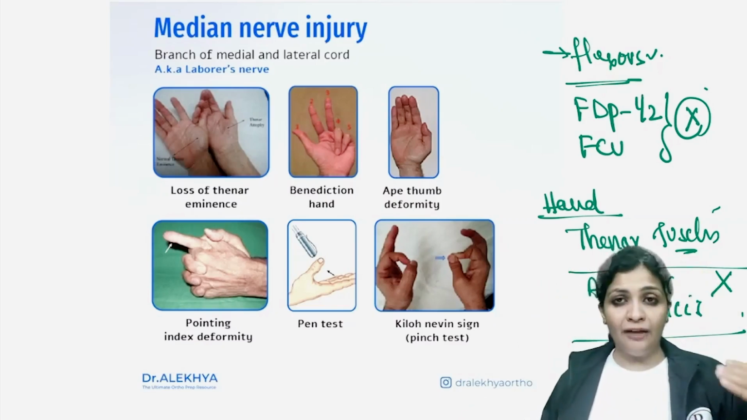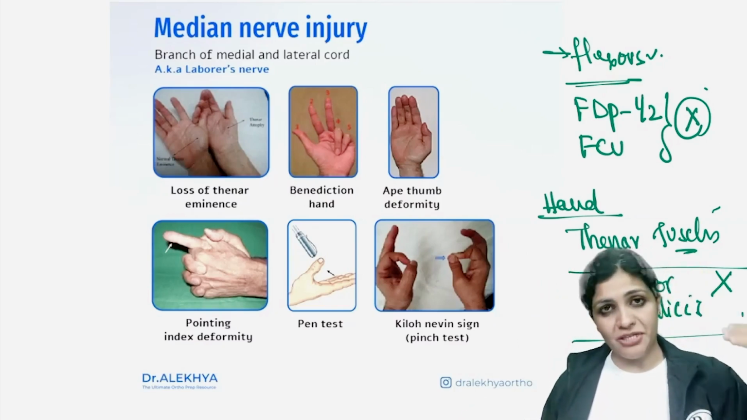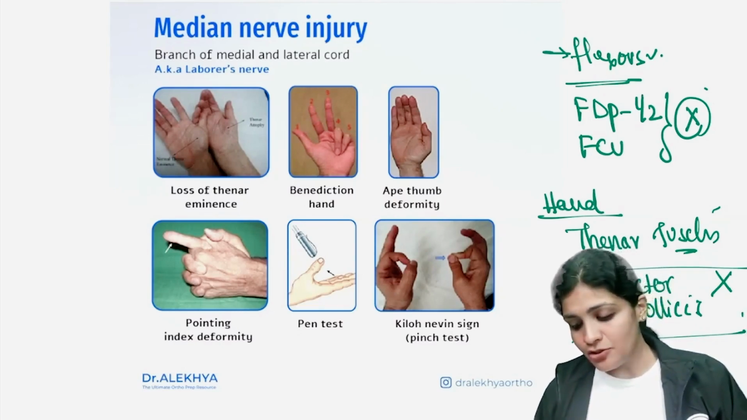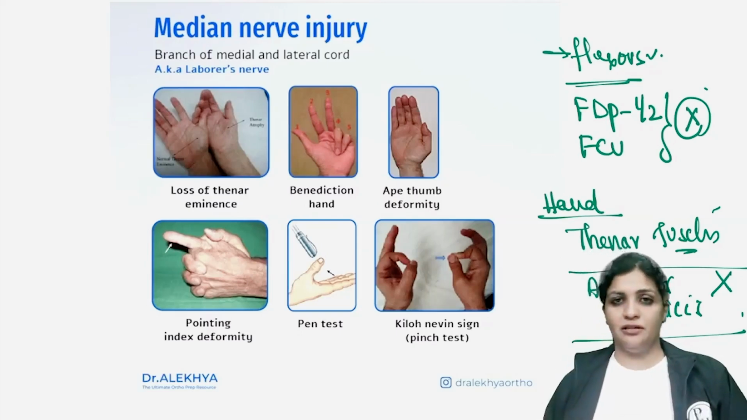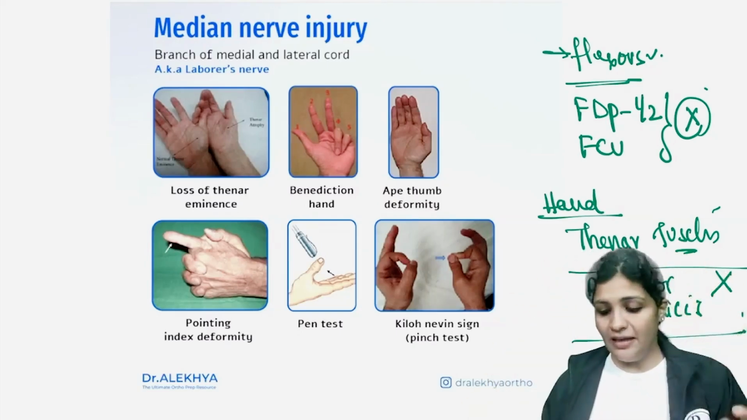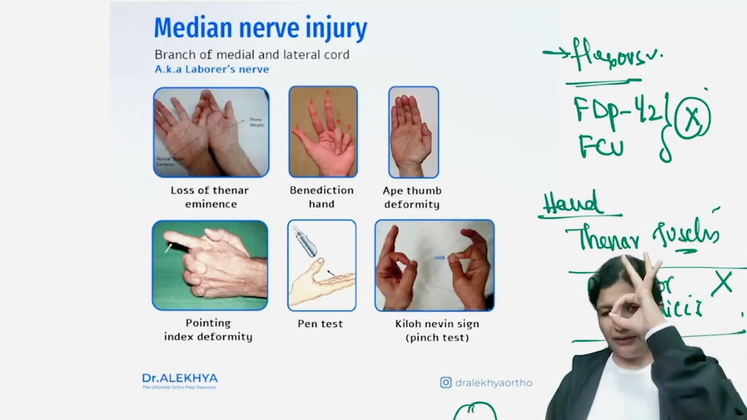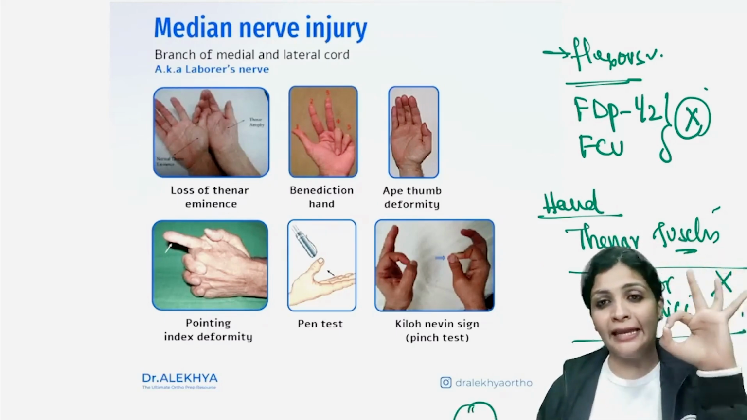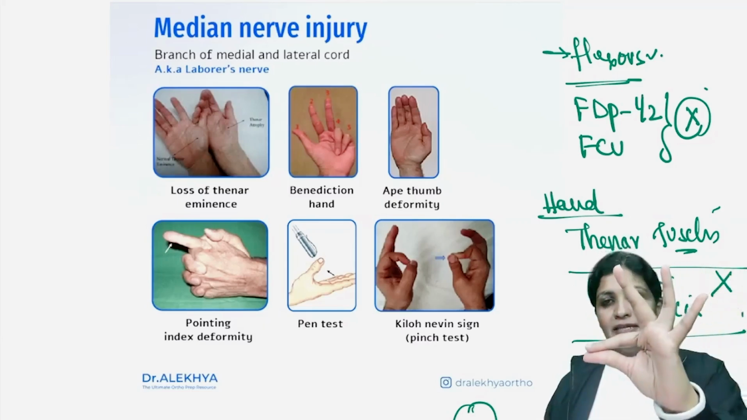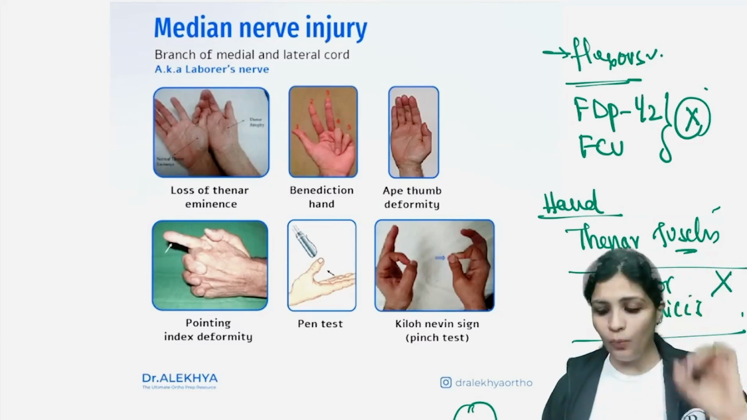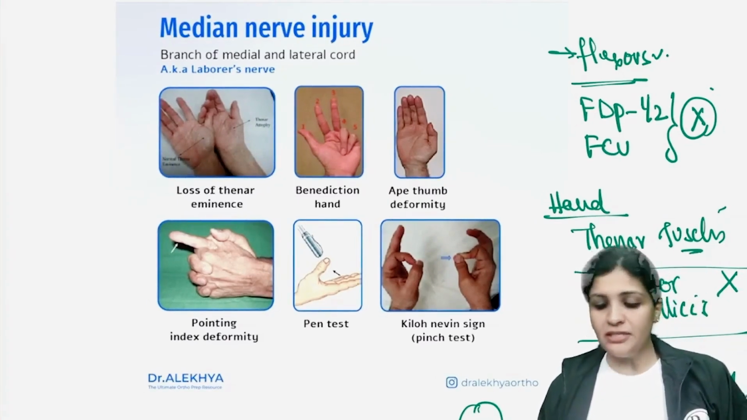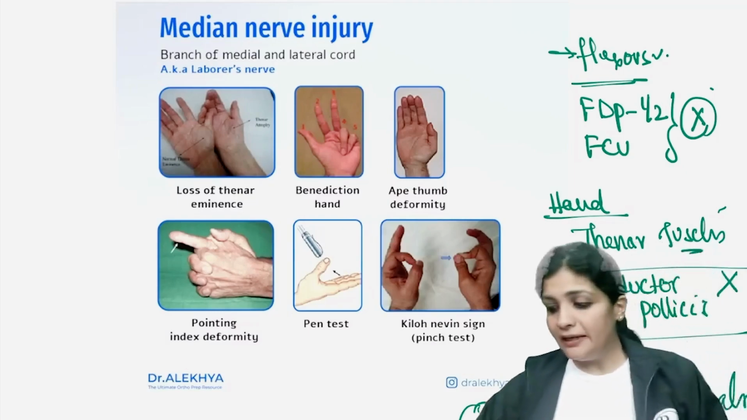Similarly, I have told you the posterior interosseous nerve is related to your finger drop. Here in the median nerve, the branch of the anterior interosseous nerve is related to your OK sign or the O sign. If this O is perfect like this, then your anterior interosseous nerve is intact. If it is something like this, there is no O sign, it is something like an oval, then there is a palsy of your anterior interosseous nerve. That is about your median nerve, right?